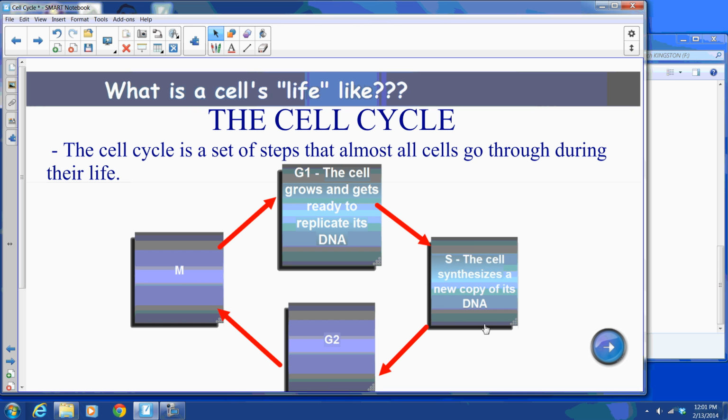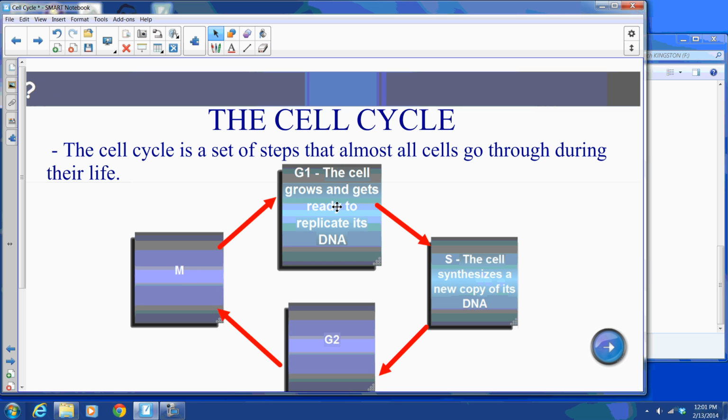During the S phase, the cell's going to copy its DNA. And so the S stands for synthesis. So this is the synthesis phase. That word synthesis means to put together. So the cell is going to put together a new copy of its DNA.